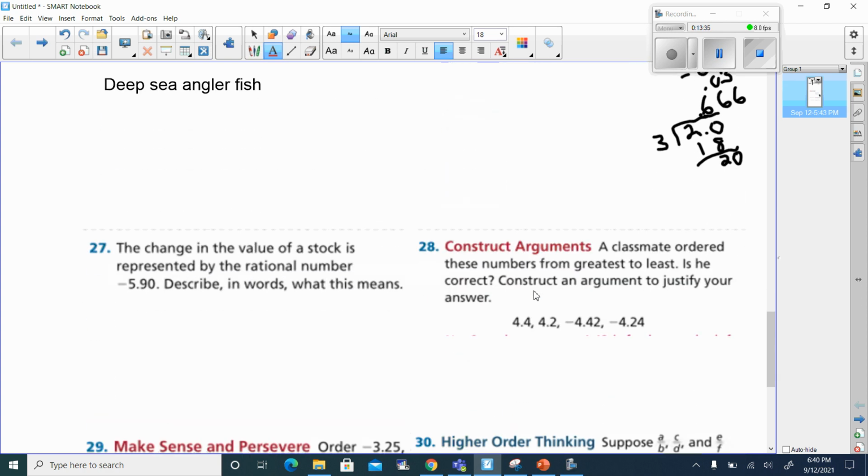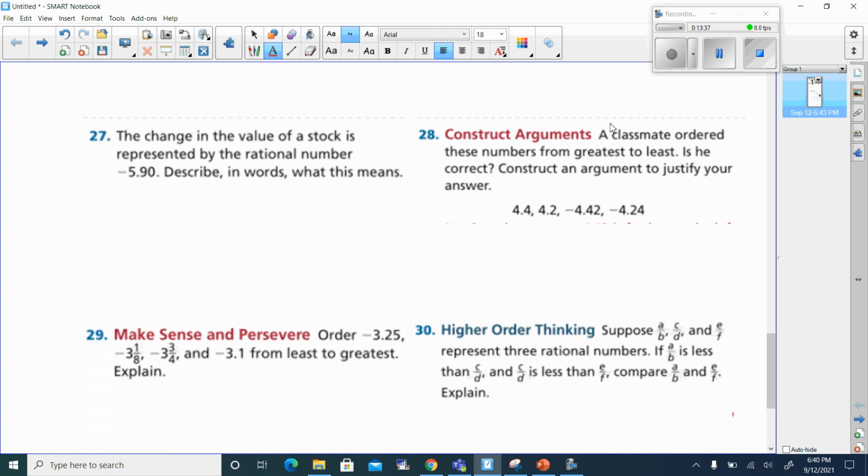All right, let's go with number 28. It says a classmate ordered these numbers from greatest to least. Is he correct? Okay, he's got 4.4, 4.2, negative 4.42, and negative 4.24. Well, I'm going to say no, he's not correct because, oh wait, from greatest to least. Okay, that might be it now. Let's check this, from greatest to least. So the biggest one is 4.4. 4.4 is positive, and it is bigger than 4.2.